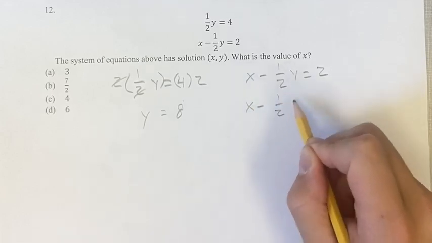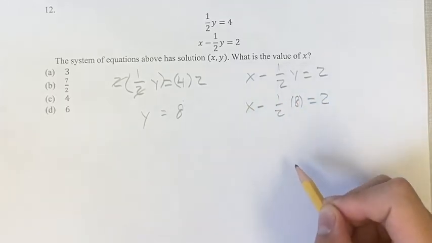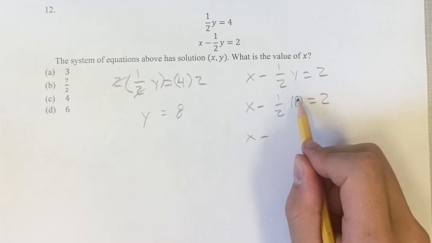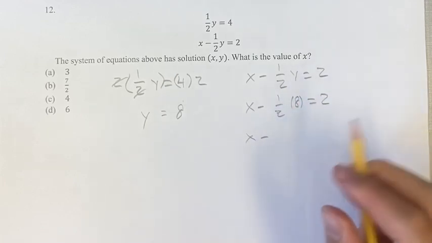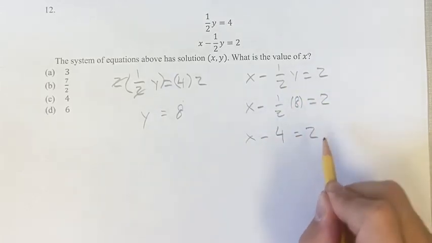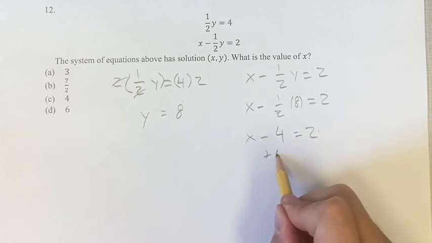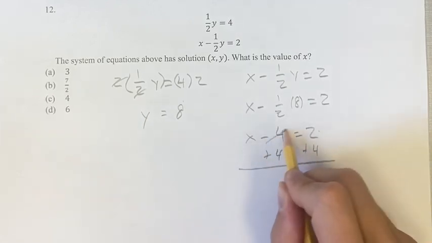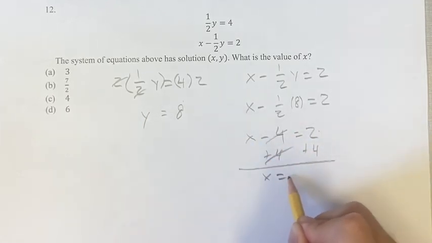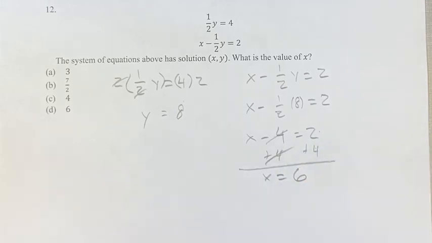X minus 1/2 times 8 is equal to 2. 1/2 of 8 is 8 divided by 2 is 4. So x minus 4 is equal to 2. If we add 4 to both sides to get x on its own, these will cancel, and we're left with x is equal to 2 plus 4 is equal to 6.